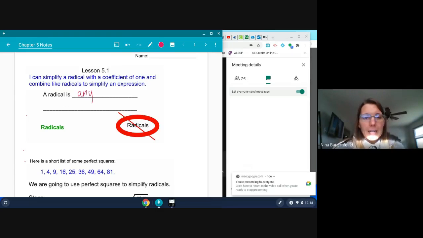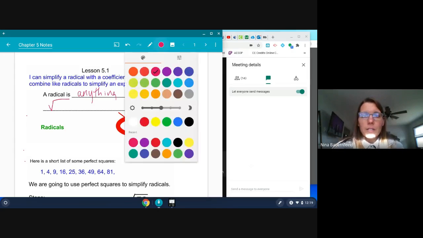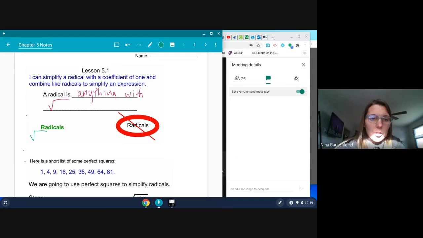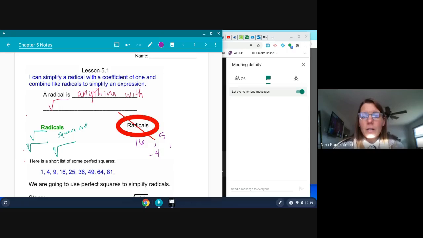So a radical is anything with a symbol like this. There's a lot of different ones. Here's examples of radicals. Square root, which we know. We use that a lot. There's also a cube root where there's a 3 on the end of it. There's a 4th root. You can do any number there, okay? Those are all radicals, anything with that root symbol. Things that aren't radicals are like 16, 5, -4, -1/2. Anything without a square root or a root is not a radical, okay?